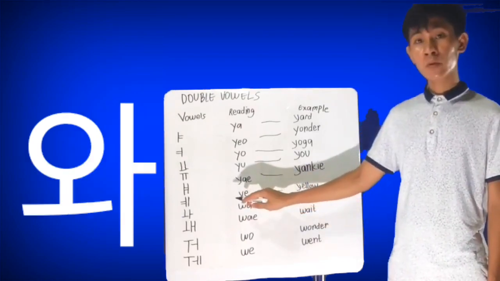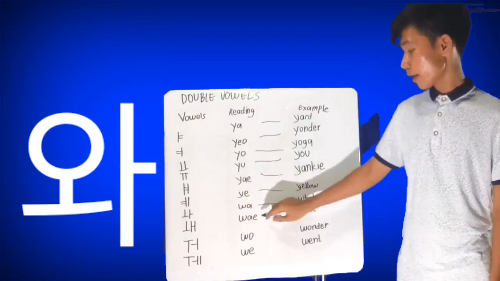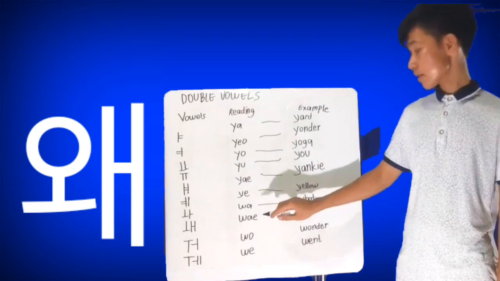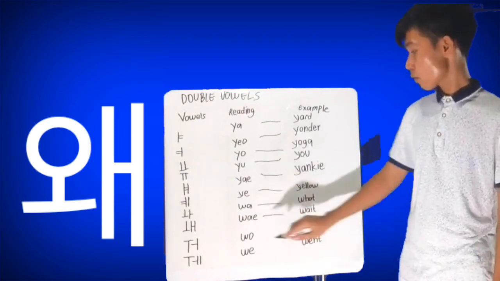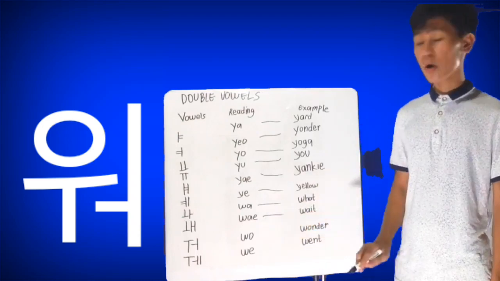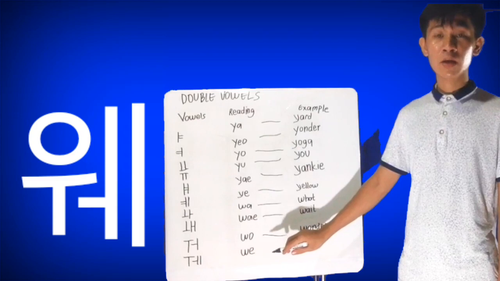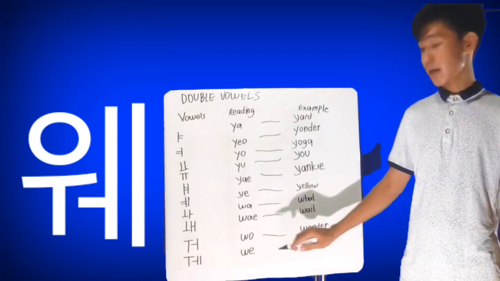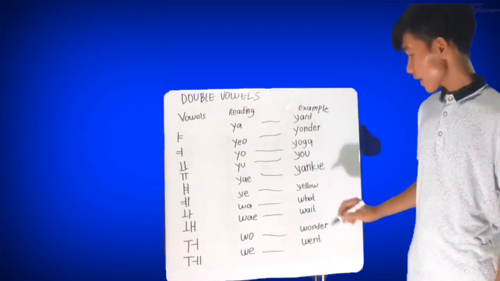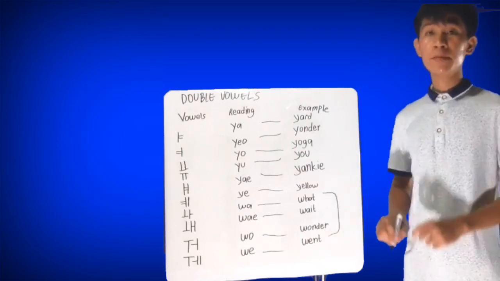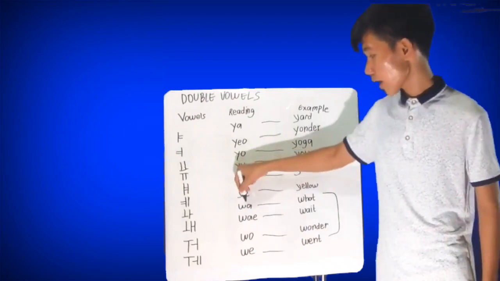Wa, as in what. We, as in wait. Wo, as in wonder. And the last one, we, as in when. The vowels like this are basically combinations of each vowel, such as this wa.